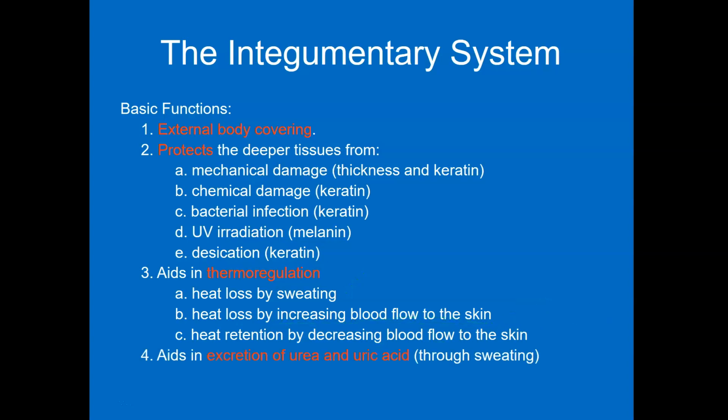This integumentary system also lets us get rid of urea and uric acid, which is formed as a consequence of protein production, through sweating. Our liver actually makes urea, which usually leaves out through the urinary system, hence urine, right? And urea is kind of a yellow color.